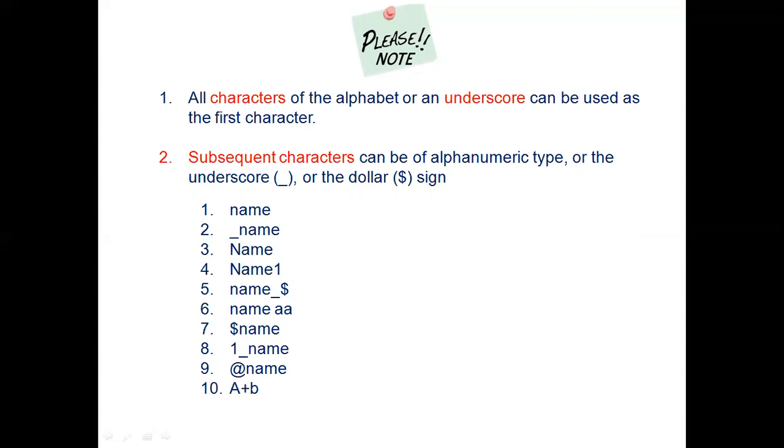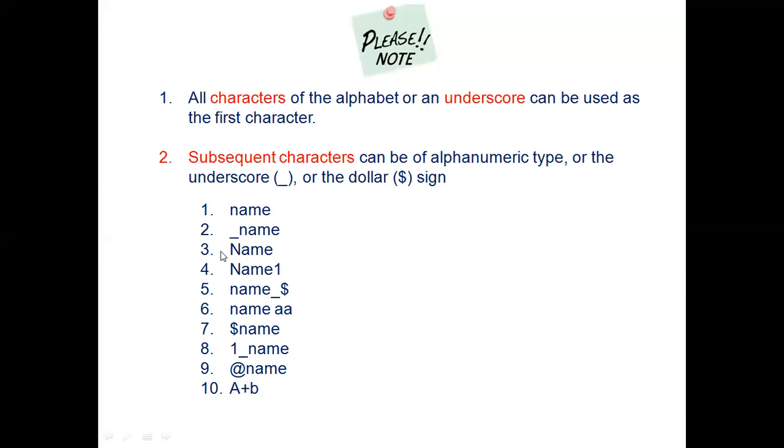Okay. Next, what is the second thing? Subsequent characters can be of alphanumeric type or underscore or dollar sign. After the first letter, whatever subsequent characters we have in the name tag can be alphanumeric, that means both alphabets and numerics, or underscore or dollar sign. These two rules we have to follow when you are going to mention the name tag.